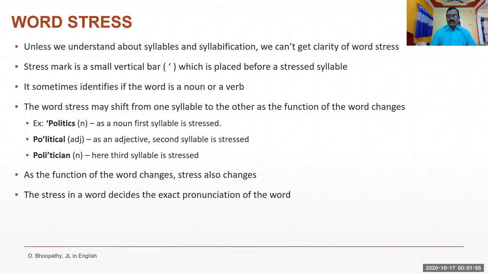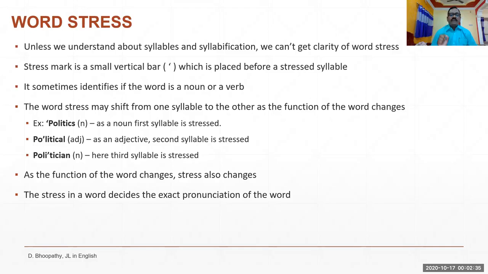Then coming to the next, politician. Politician. So 4 syllables are there. Here the third syllable is the stressed syllable. It is also a noun, referring to a person. Politician. The third syllable is the stressed syllable here. So what do we understand here? As the function of the word changes, the stress also changes.